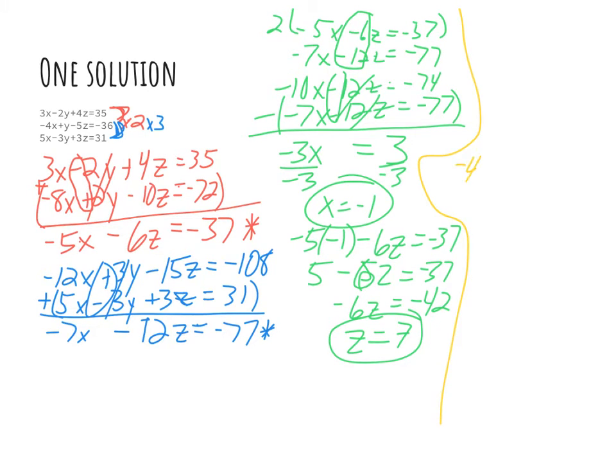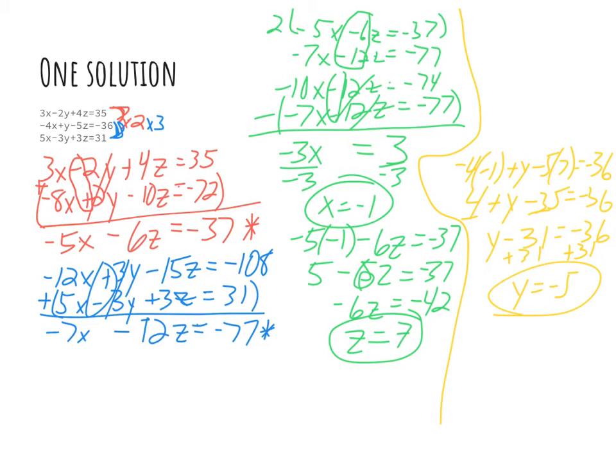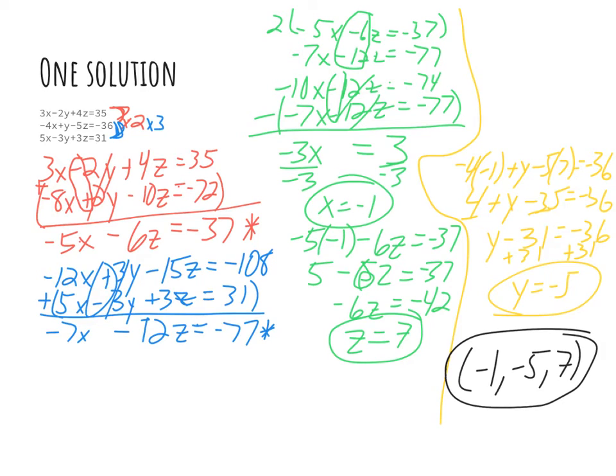So I'm going to have negative 4 times negative 1 plus y minus 5 times 7. That's going to be equal to a negative 36. Negative 4 times negative 1 is 4. Negative 5 times 7 is negative 35. Combine my like terms. 4 minus 35 is negative 31. Add 31 to both sides, and I get that y is a negative 5. So now I can write my ordered triple: x, y, z. Negative 1, negative 5, 7. So as you can see, very time consuming, but nothing that we haven't done before.